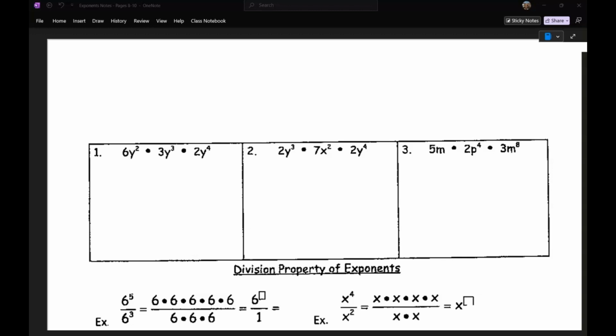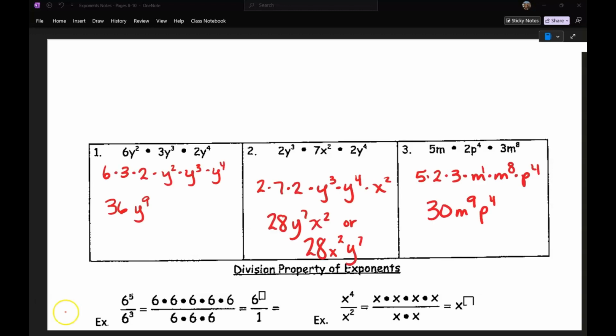Pause the video, answer these three, and then come back and check. All right, you should have gotten 36y to the 9th. That seems very familiar to the last example we did. Number 2 should have been 28x squared y to the 7th.